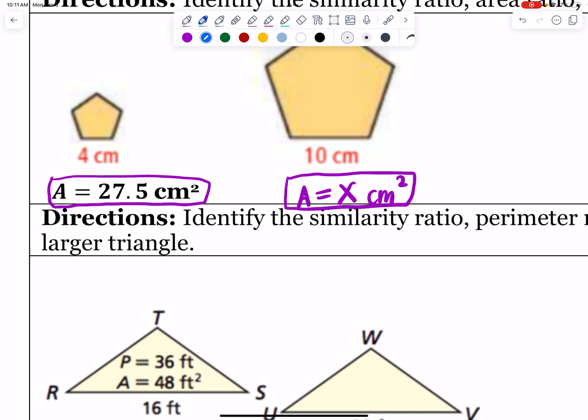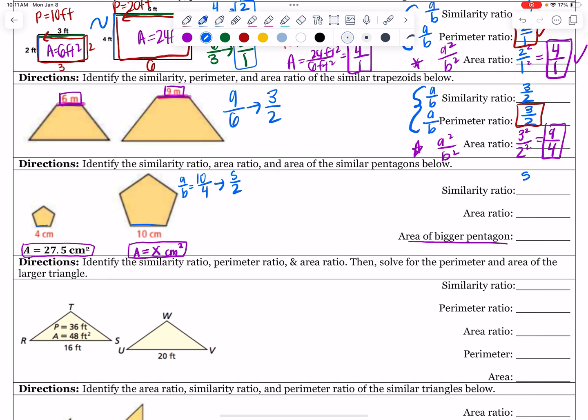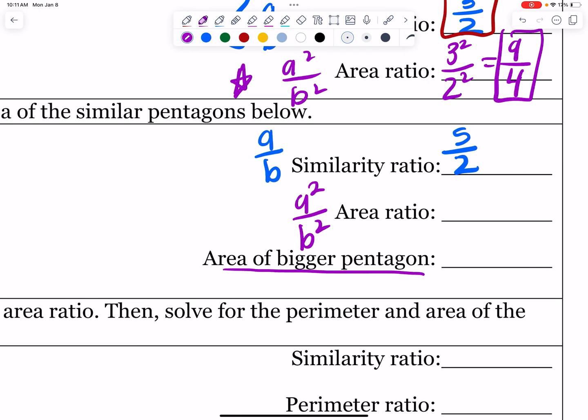But the first thing I can do is find the similarity ratio because these two pieces are corresponding. So when I go A over B, I'm going to do 10 centimeters over 4 centimeters, which reduces to 5/2. So what is my similarity ratio? 5/2. If it asked me for my perimeter ratio, that would also be 5/2, but it doesn't. It skips straight ahead. This problem has nothing to do with perimeter. It has to do with area. So we need our area ratio. How do you find your area ratio? It's 5 squared over 2 squared, which is 25 over 4.